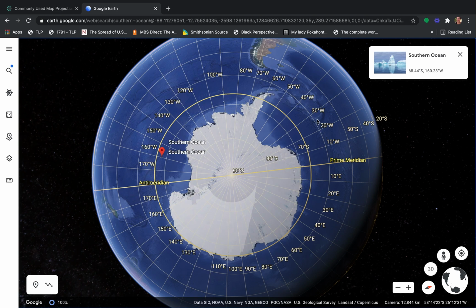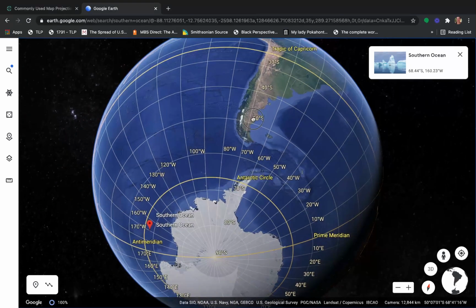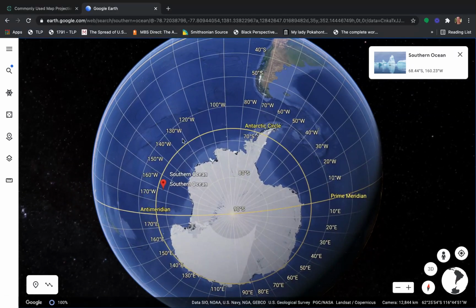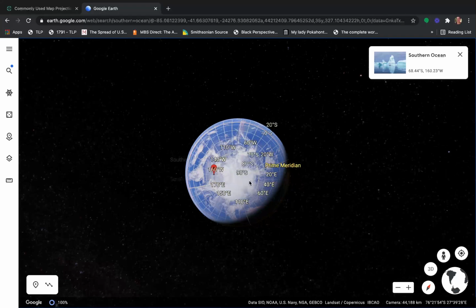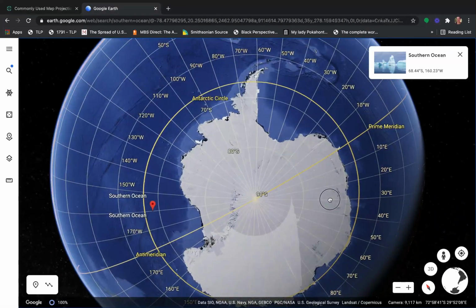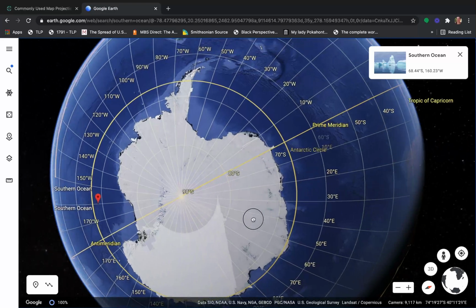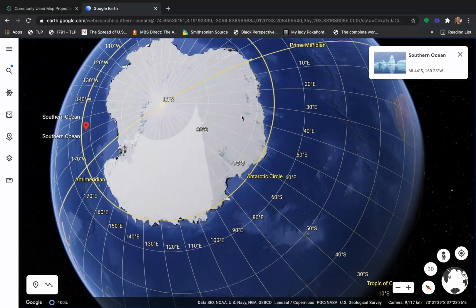Or the waters have been around, of course, but they decided in 2000 to name it the Southern Ocean. When I was studying geography in high school and then in college in the 80s and 90s, there was no Southern Ocean. This is the tip of South America, and this would have been the Pacific Ocean, the Atlantic Ocean, and the Indian Ocean.